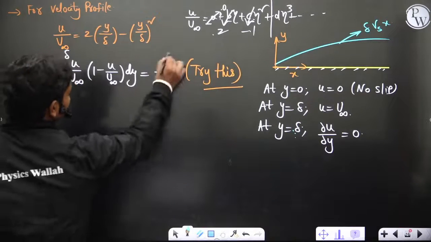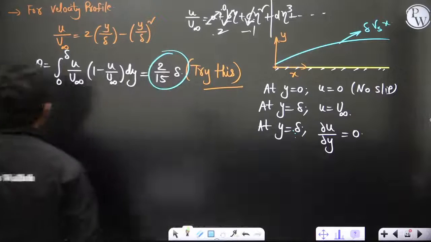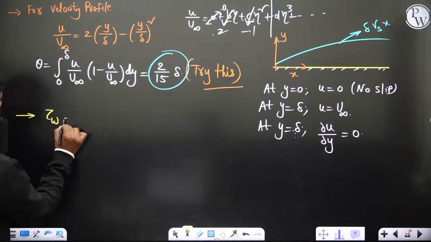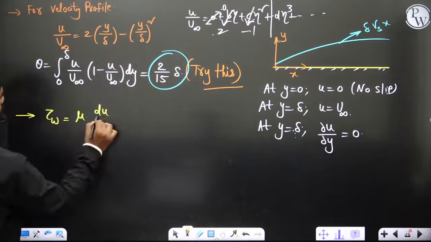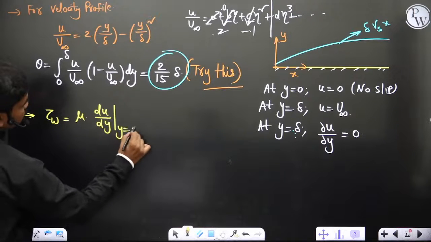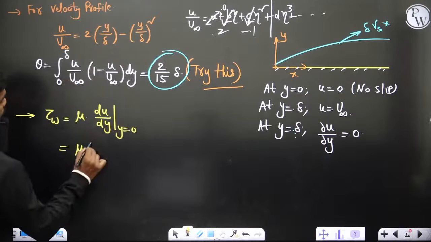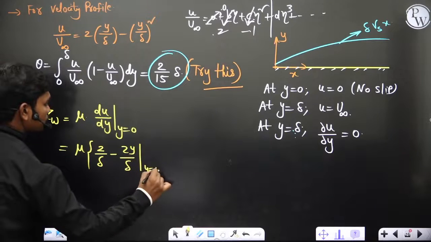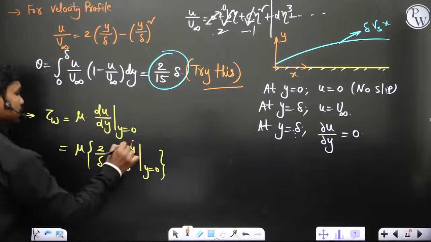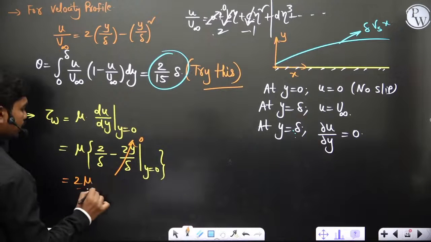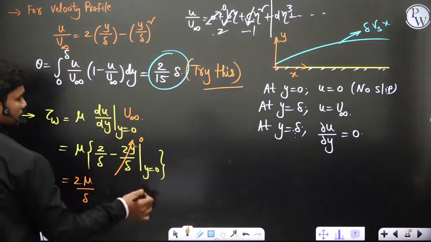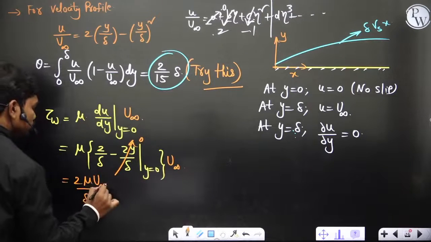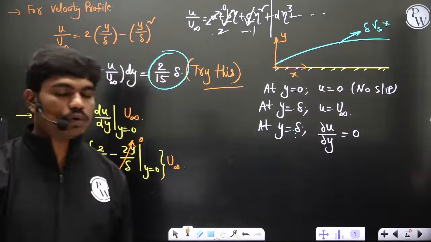So let us see. This is 2 by 15 times delta. If you keep it in the Von Karman momentum integral, tau w is nothing but mu into du by dy, because u is only a function of y. So du by dy at y equal to 0: if you differentiate this, you will get mu into 2 by delta minus 2y by delta, at y equal to 0. If you put y equal to 0, this term is clearly 0. So we have 2 mu by delta into u infinity, because u is equal to u infinity times this. So you get 2 mu u infinity by delta.